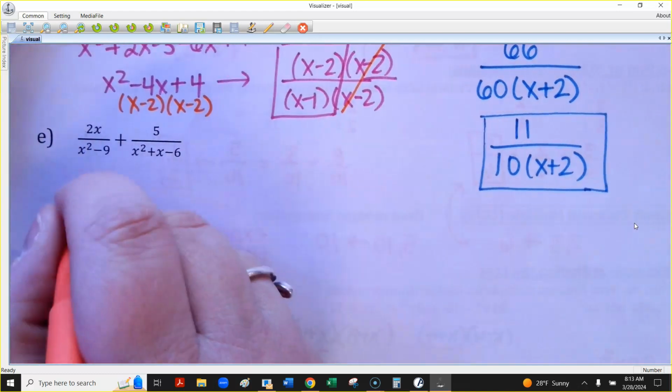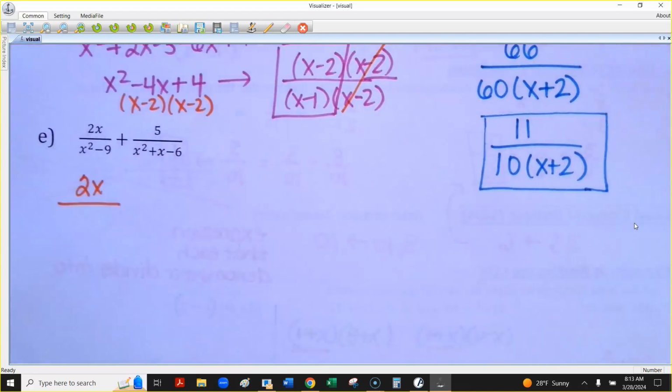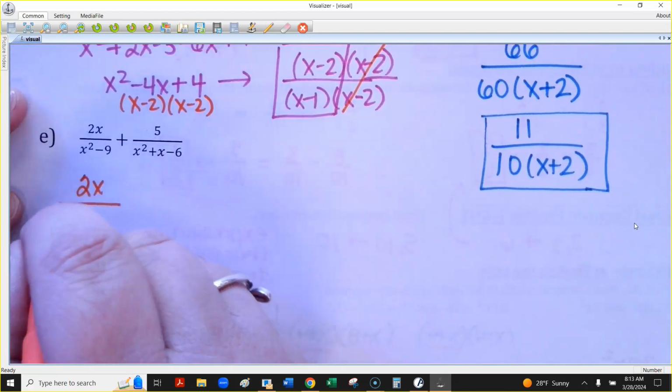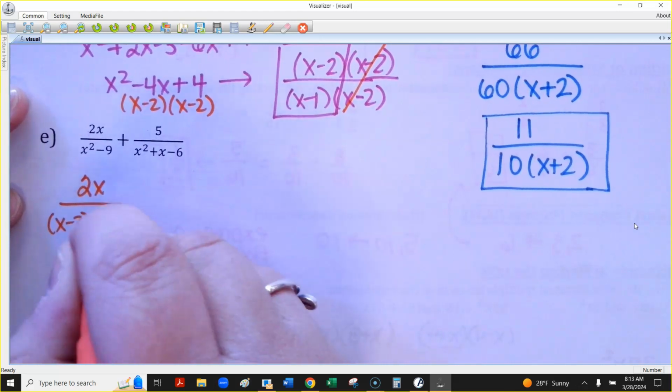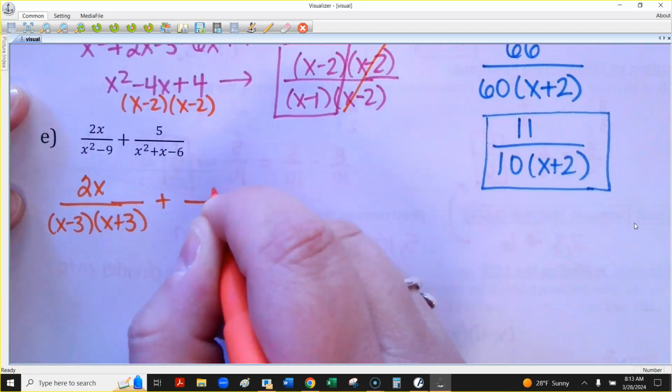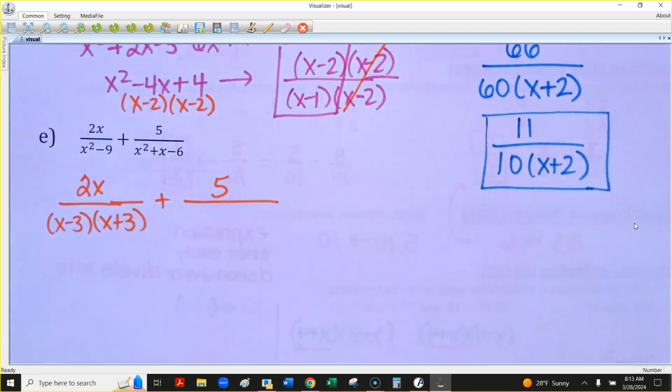So I'm just going to factor, just like we've been doing the last couple of days, to see what I need for my least common denominator here. All right, x squared minus 9, difference of squares, x minus 3, x plus 3, does not matter which one comes first or second. The second fraction, can we think of two numbers that would multiply to get negative 6 and add to get 1? What do you think?